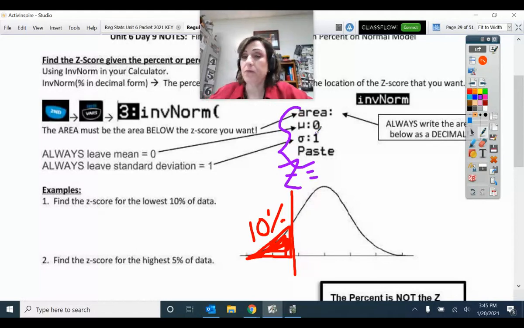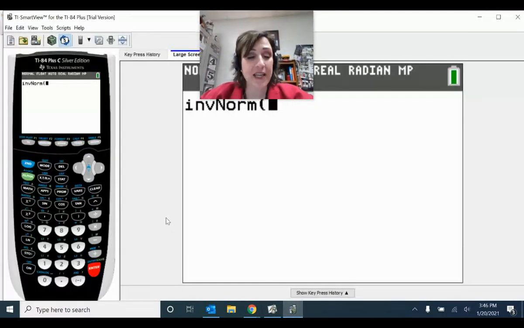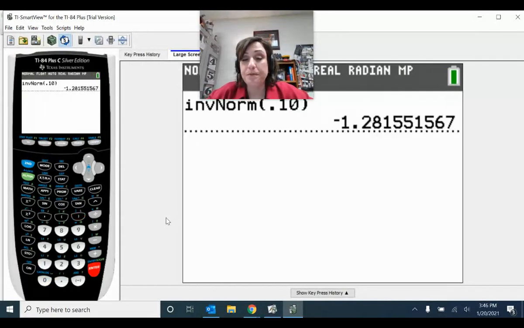Okay, now the catch is, to make this work, you always have to put in the percentage as a decimal, which is why I've been having you always do the decimal and then the percent. Because in this case here, we have to write the percent as a decimal and put it right there. Furthermore, it has to be the area below a particular location. So on this problem where it says find the z-score for the lowest 10%, no problem. That is 10% below. So there's my 0.10 as the area, and then you have 0 and 1. So that gives you the z-score, negative 1.28.